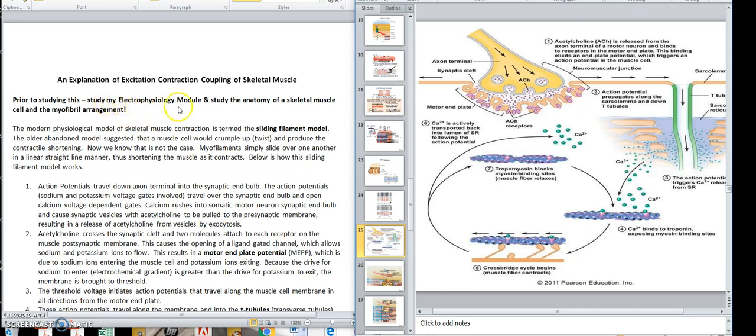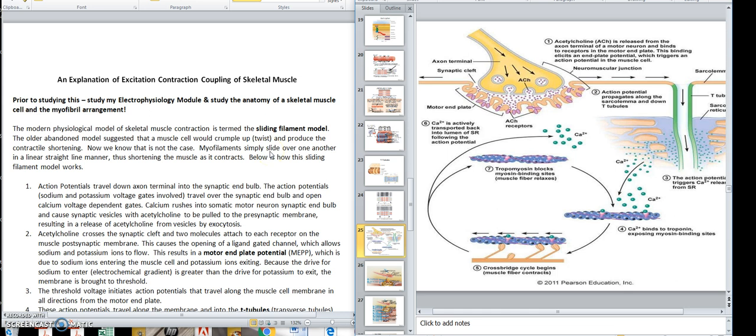Also, before you study this, I want you to extensively study my electrophysiology module. Now, you'll see that in the D2L. Study every aspect of the electrophysiology module. Then go back and review what we did on the anatomy of the skeletal muscle cell so you can see all the components. Once you do all of that, then you'll understand exactly how this goes.